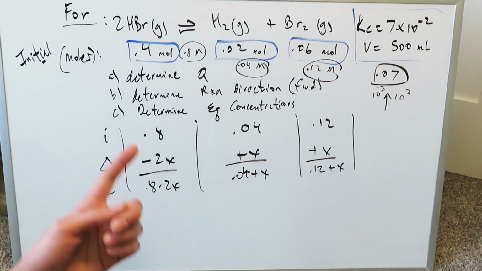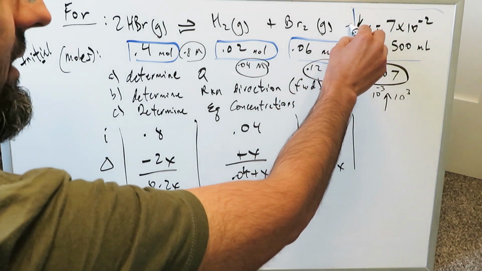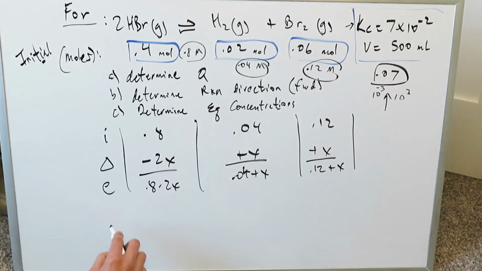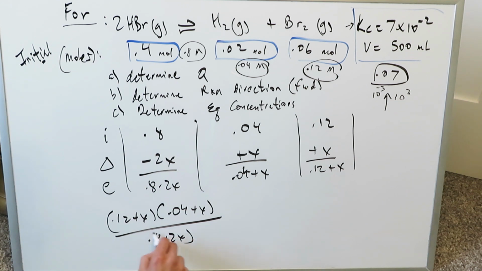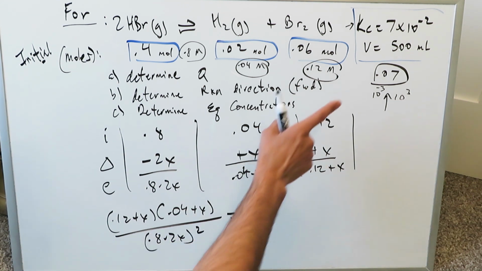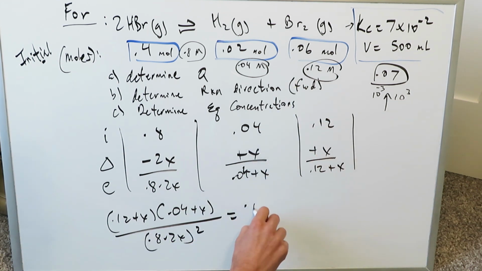Now you have to write your equilibrium expression, and obviously we have this value right here. You'll have 0.12 plus x times 0.04 plus x divided by 0.8 minus 2x, but you're doing a square, is going to equal all of that right there, 0.07. Now we have work to do.